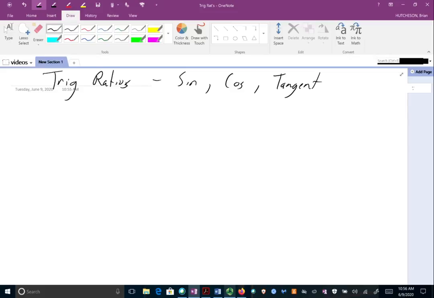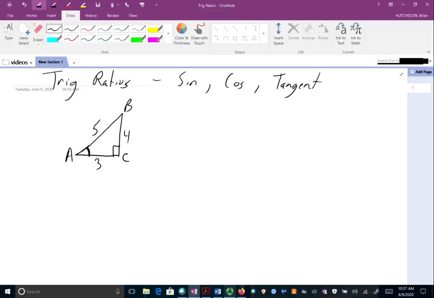So let's just draw our favorite 3, 4, 5 right triangle. I'm going to call this angle A, angle B, angle C. So with angle A being the one we're going to focus on, when we say sine, cosine, and tangent, sine of what? Cosine of what? Tangent of what?